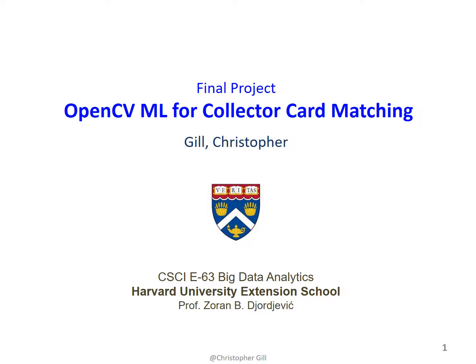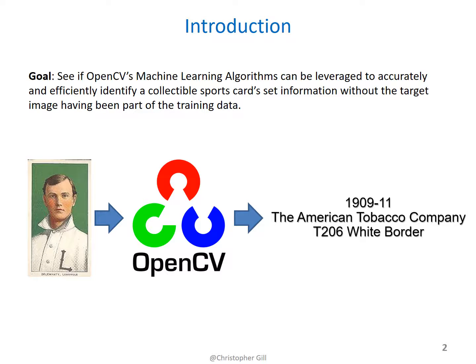Hello, my name is Christopher Gill, and this is my final project, OpenCV Machine Learning for Collector Card Matching. The goal of this project is to see if OpenCV's machine learning algorithms can be leveraged to accurately and efficiently identify collectible sports card set information without the target image having been part of the training data. OpenCV is a well-known and respected computer vision framework.